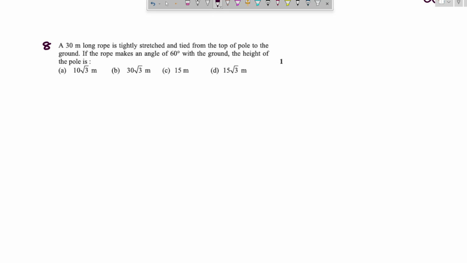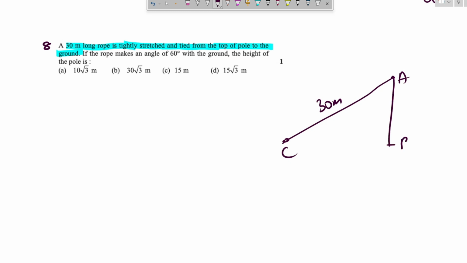Number 8. A 30-meter long rope is tightly stretched and tied from the top of the pole to the ground. If you take AB as the pole, then the angle made by the rope to the ground is given as 60 degree. You need to find out the height of the pole.